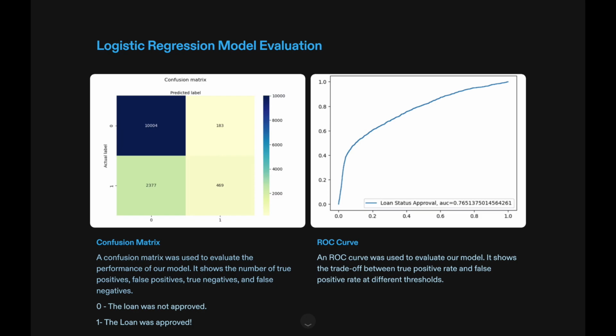There were also 183 false positives, meaning the model predicted 103 loans were approved, but the actual data stated that those loans were not approved. Lastly, the model predicted 2,377 values were not approved for their loan, but in reality they were.